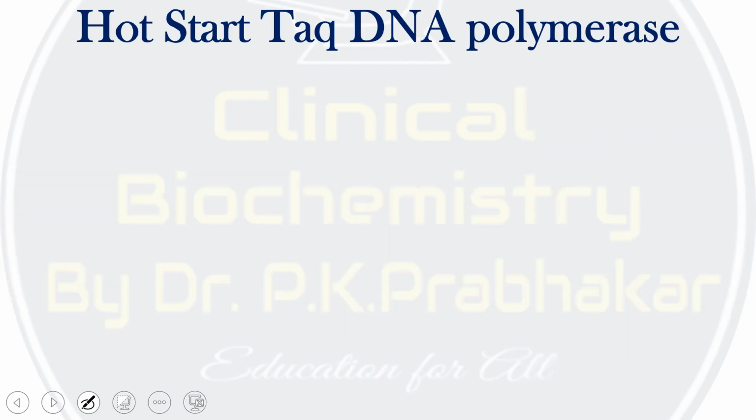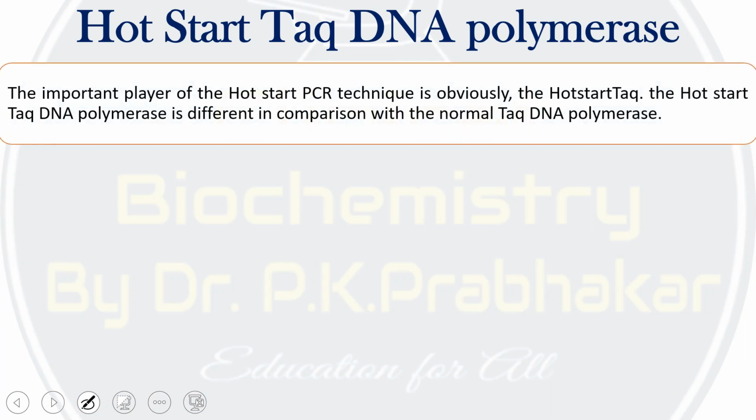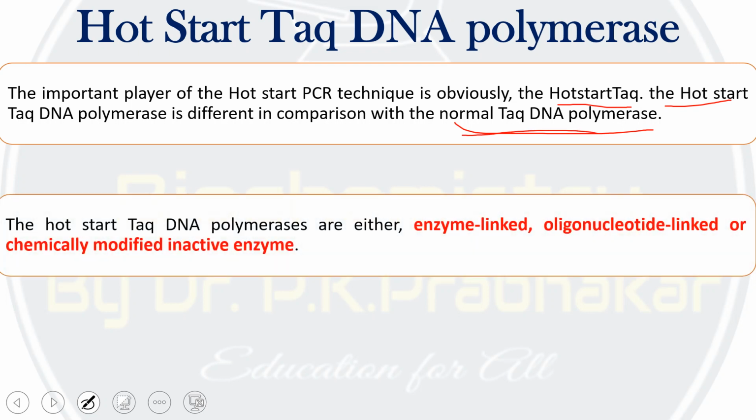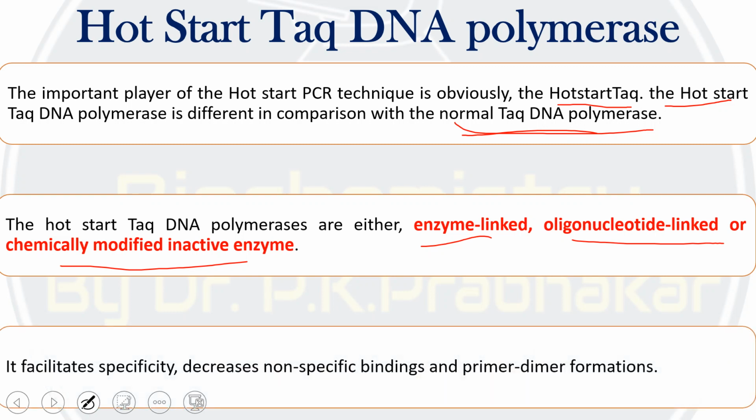Then something about the Hotstart Taq DNA polymerase, which I have told you about. The important player of the Hotstart PCR process is the Hotstart Taq DNA polymerase. The Hotstart Taq DNA polymerase is different compared to the normal Taq DNA polymerase. The Hotstart Taq DNA polymerase is either enzyme-linked, oligonucleotide-linked, or a chemically modified inactive enzyme. This facilitates the decrease in non-specific binding and primer dimer formation.